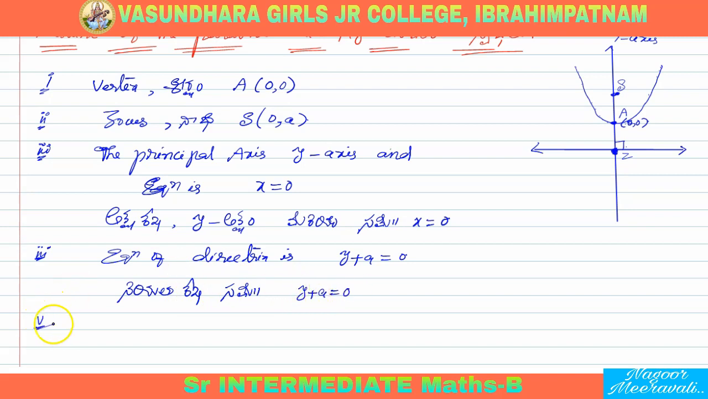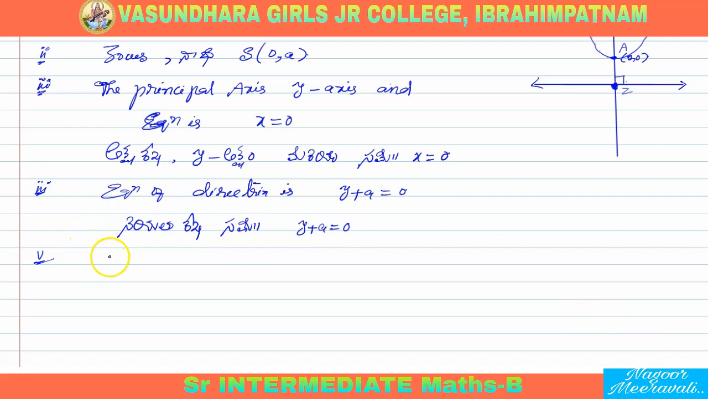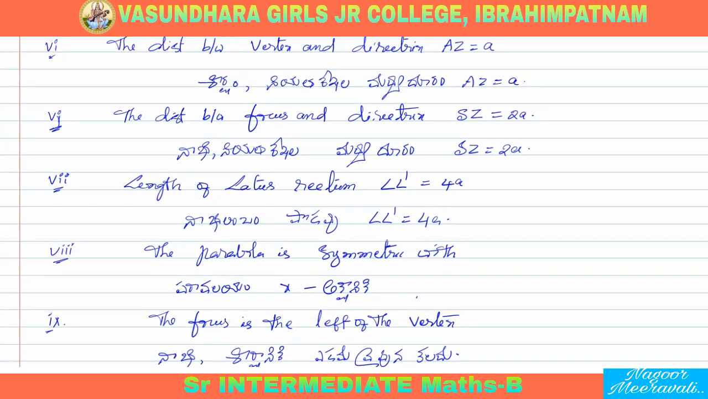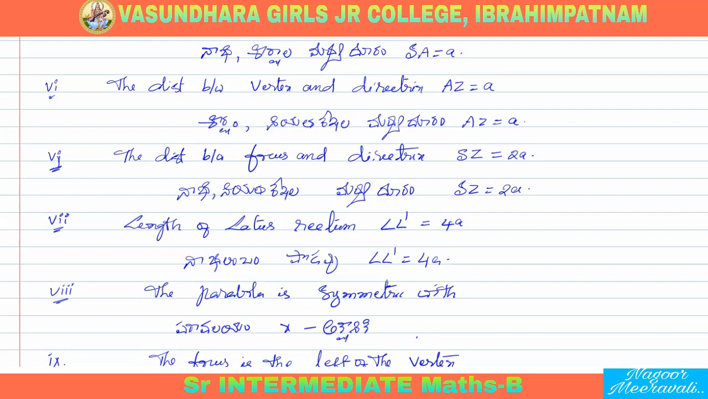Next, what you have to write here? Next property, distances. Same, distance never changes. Distance between focus and vertex SA = a. So they can be written same to same, these conditions.